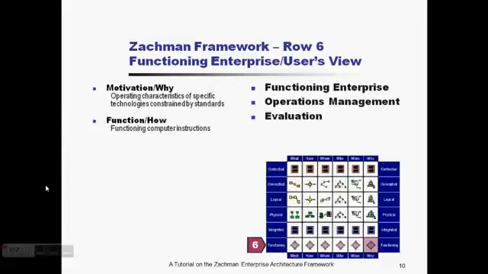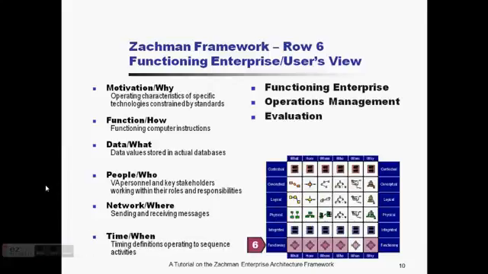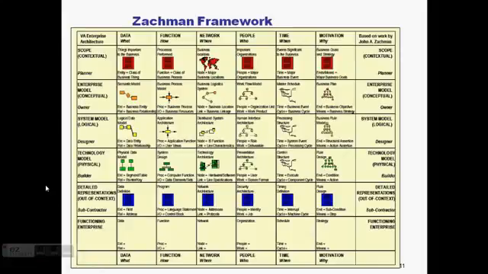Functionality is the functioning computer instructions. Data is the actual values stored in the database itself. People are the personnel and the key stakeholders working with their roles and perspectives, and the network is sending and receiving messages. Basically a functioning enterprise is what we're concerned with here.